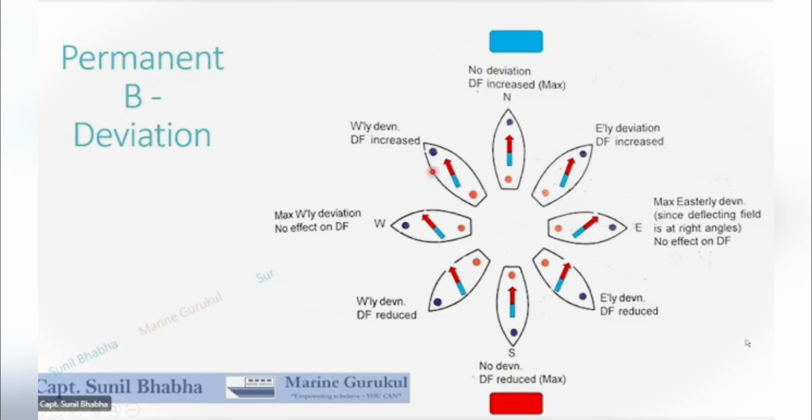With the ship going on northwesterly heading, the deviation is still westerly, but the magnitude is reduced because the ship's poles are now coming in line with the magnetic poles of the earth. Coming back to north, the deviation becomes 0. So you see, from 000 to 180, the deviation was easterly, and from 180 to 360, the deviation was westerly.